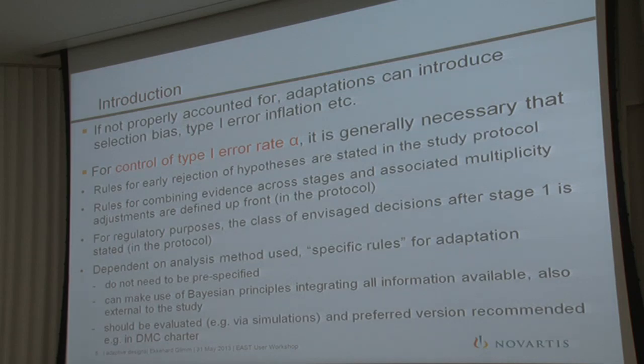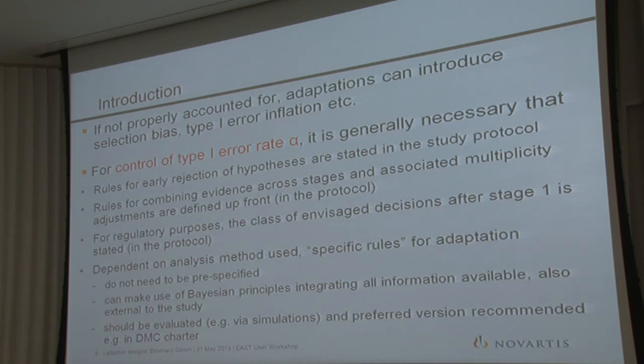This is the idea behind adaptive designs. But as you have all heard repeatedly, if you are not properly accounting for those adaptations, then you are inflating type 1 error rates if you are in the setting of a confirmatory critical trial. And therefore, what you need to do, even if in theory you might be allowed to redesign the entire trial, is in practice you need to set out the rules for early rejection in your study protocols.